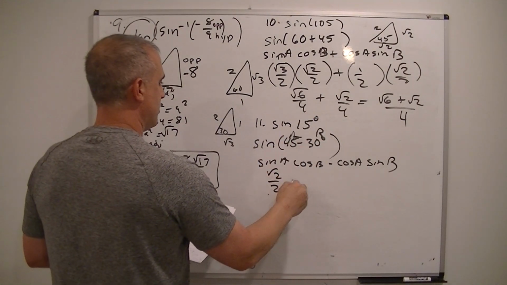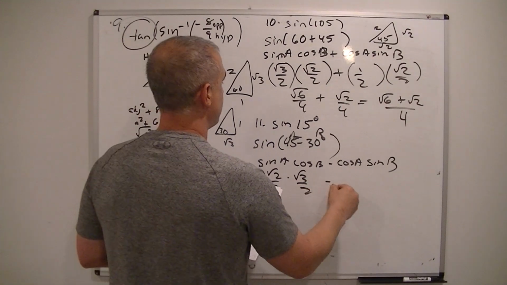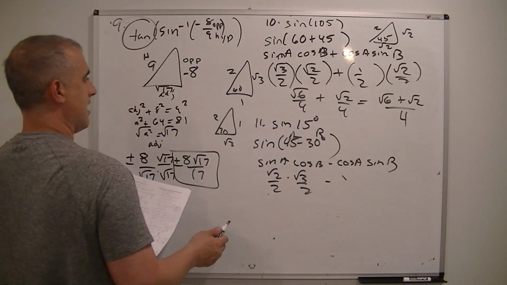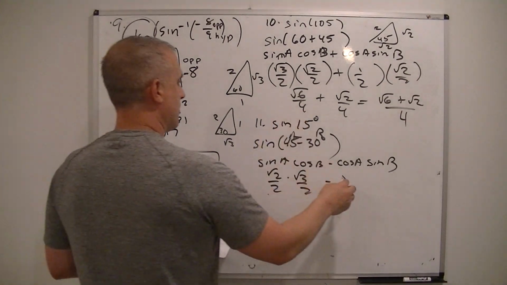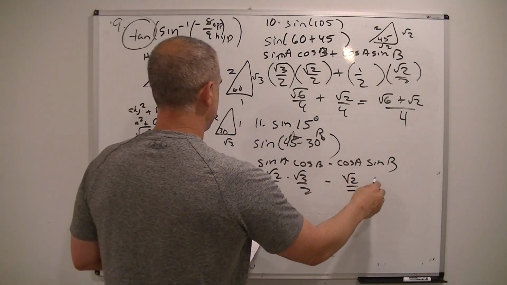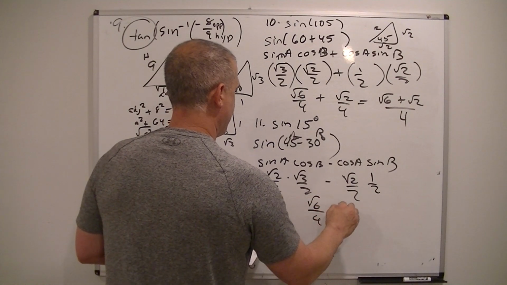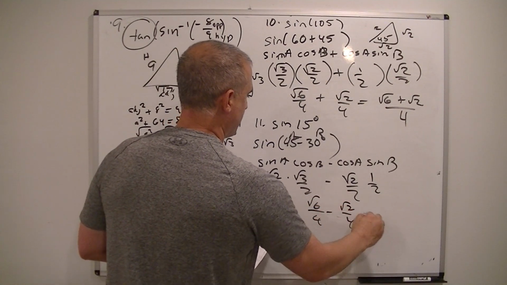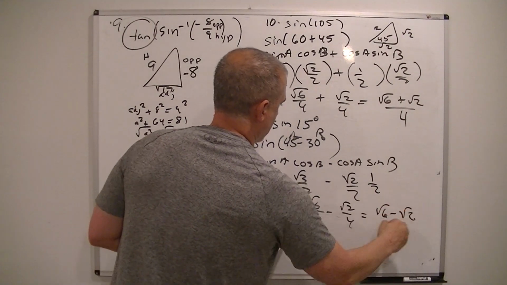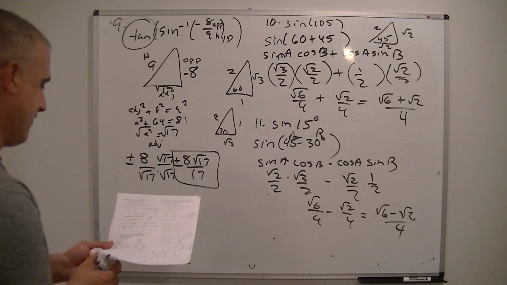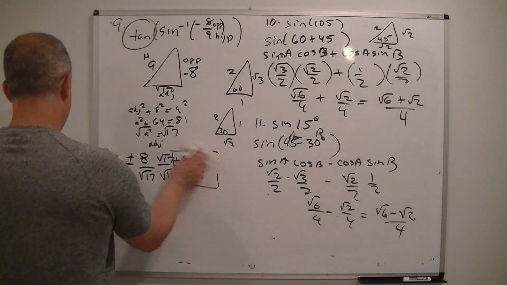Square root of 3 over 2, minus the cosine of the A triangle, which would be 45, which would be square root of 2 over 2. Sine would be a half, so it's square root of 6 over 4. Minus square root of 2 over 4, which pushes together as those. Okay? All right. Moving on to question number 12.